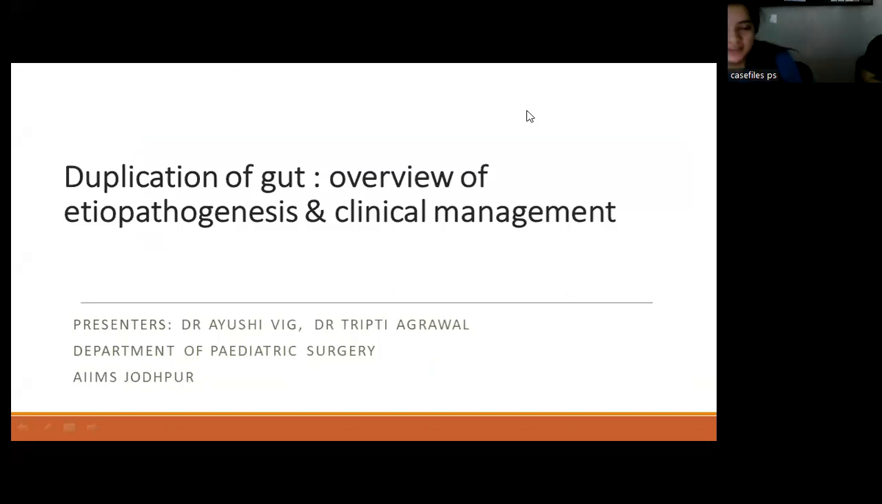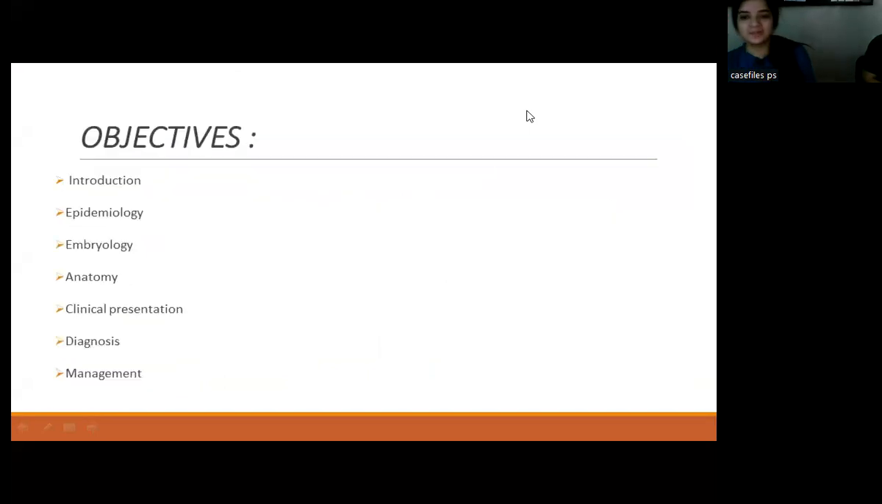Good morning, everyone. The topic for today's seminar is duplication of gut, an overview of its etiopathogenesis and its clinical management. Topics which we'll be covering in today's class will include introduction of gut duplication, its epidemiology, embryology, anatomy, clinical presentation, how to diagnose it, and the management.